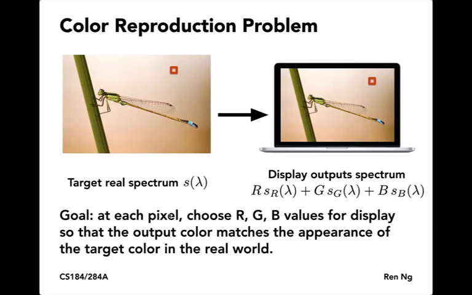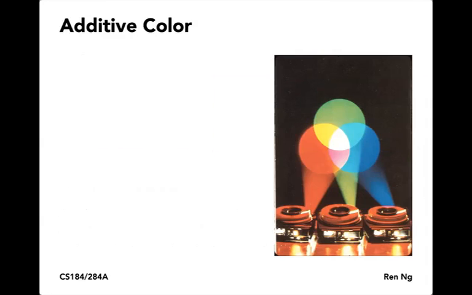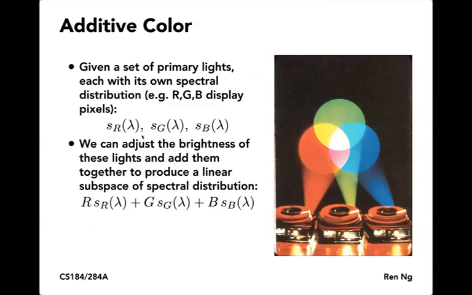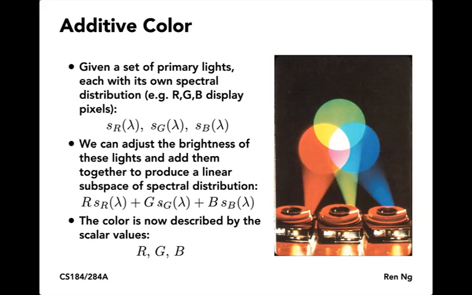So the goal is, at every pixel, choose the RGB values for the display so that the output display color matches the appearance of the target color in the world. This is an additive color model. So given the set of primary lights, S_R, S_G, and S_B, we adjust the brightness of those lights and add them together in superposition to produce the output spectral power distribution on the display. So the color now can be described for this display by just these three scalar values at every pixel, RGB.